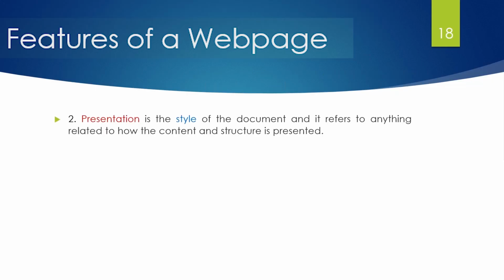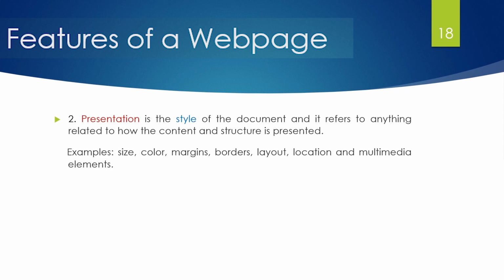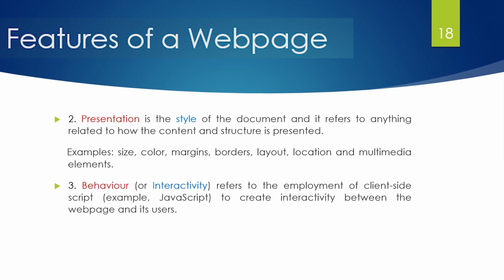Second one, presentation. It is the style of the document and it refers to anything related to how the content and structure is presented. For example, we have the size, the color, the margins, the borders, layout, location, and multimedia elements. The third one is behavior, also known as interactivity, which refers to the employment of client-side scripts, for example JavaScript, to create interactivity between the web page and its users.